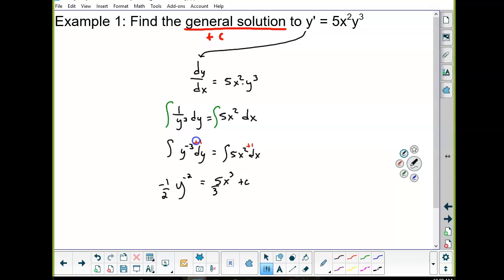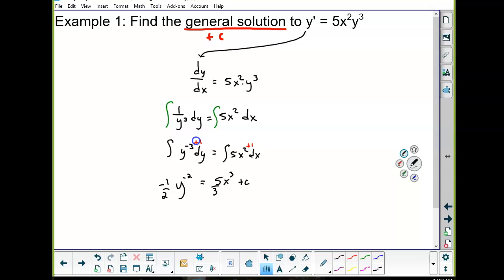So if you do the antiderivative of each side, these are just undoing the power rule. So I'm going to add 1 up top. So I'll put a negative 2 up top for the y. But if I put a negative 2 up top, I have to compensate for that and put a negative 1/2 out front. And then if I have 5x squared, I'm going to add 1 to the 2, so it'll be 5x to the third. But if I put a 3 up top, I have to divide by 3.